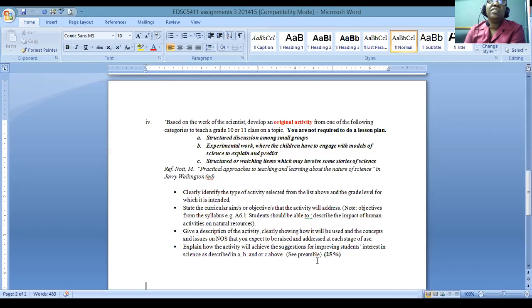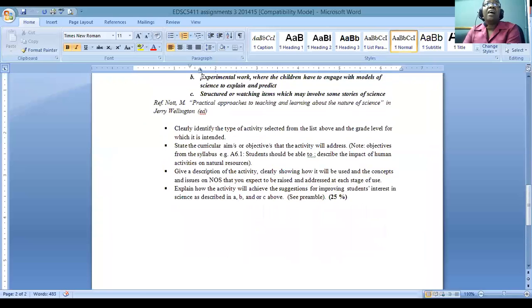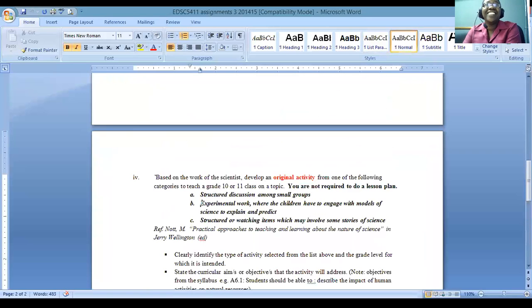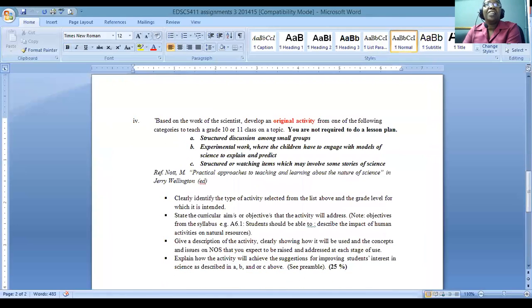If you look in the folder, you'll see this article by McNaught, Practical Approaches to Teaching and Learning About the Nature of Science, and in it, he talks about these 3 things: using structured discussion, using experimental work, and using structured viewing items. So you're going to choose one type. Look at the examples that are provided, there are some appendices, and see if you can. So you read it, then take your time and go through. Just make sure you have everything.